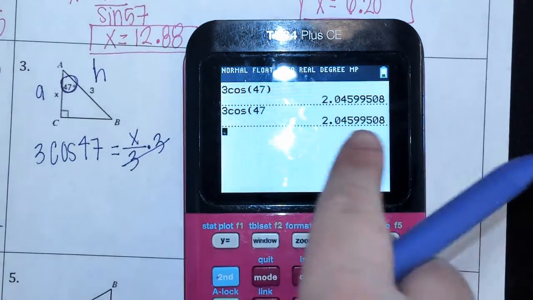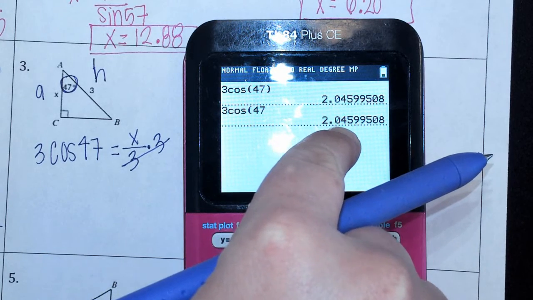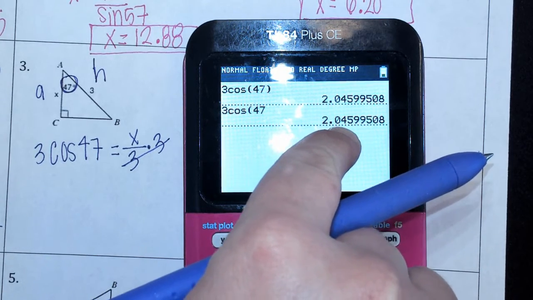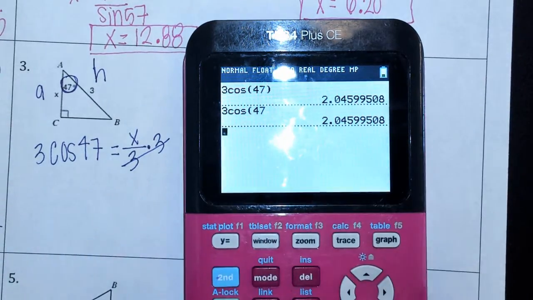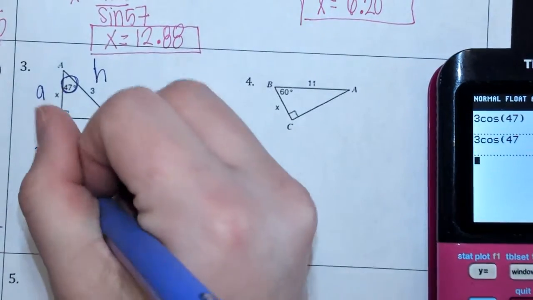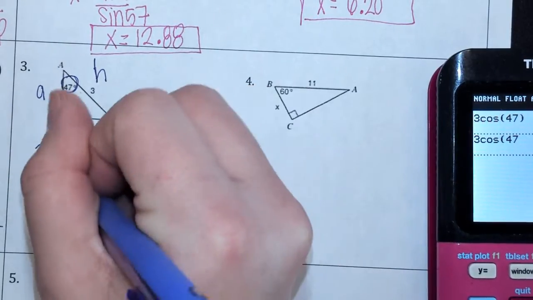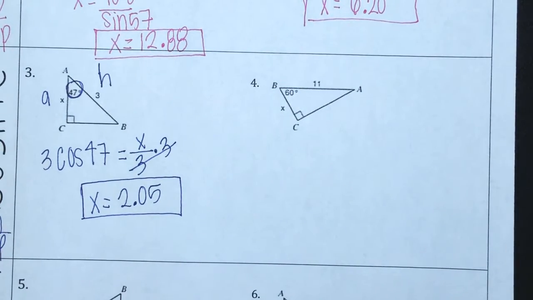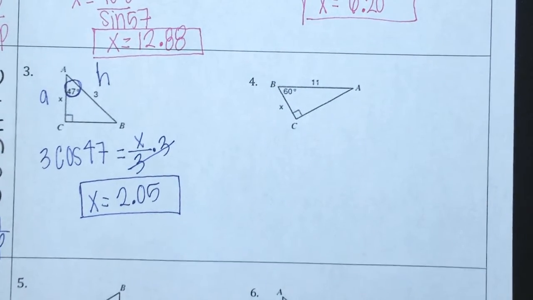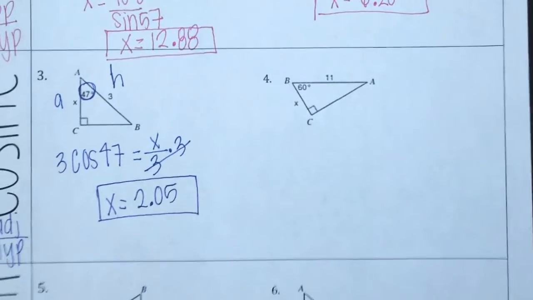So what do we round this to? How does it round? 2.05. Yep, I would round it up because the 5 is after the 4, so the 5 rounds the 4 up. Can you try number 4? You try it. I want you to try it. I'm going to do it with you, but I'm not going to talk. I want you to try it by yourself.